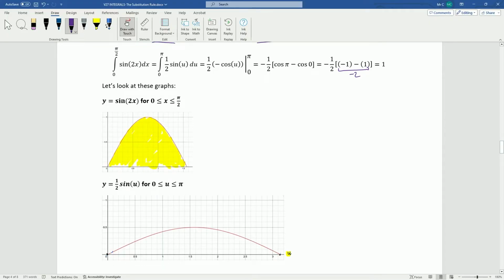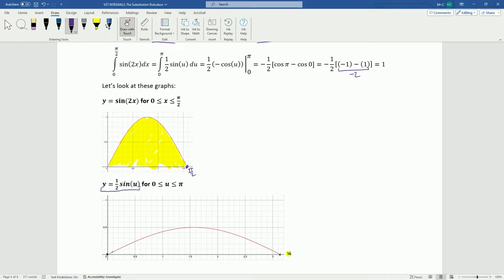So this is the graph of y equals sine of 2x from 0 to pi over 2, right? This is pi over 2 right here. So the area under this curve is equal to 1 square unit. Now when we make our substitution to make this thing integrable, our graph changes.